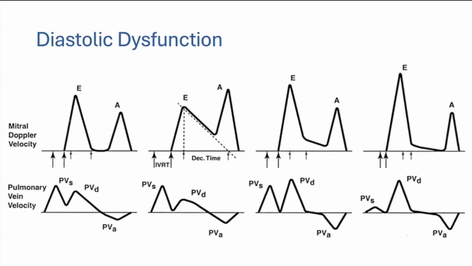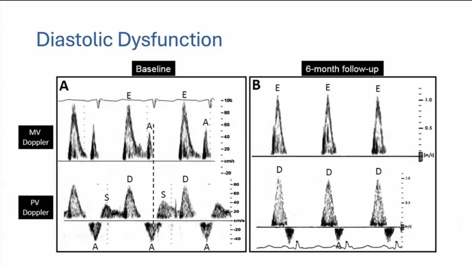Diastolic dysfunction, you all know about this, but just to make the point, as you progress in diastolic dysfunction, the E wave becomes sharper and steeper. Same thing with the pulmonary vein D wave, it becomes sharper and shorter in duration. This is a patient from the article. It shows a patient who initially had diastolic dysfunction here. And with time, as his symptoms worsened, the E wave became sharper and shorter. And the same thing happened to the D wave.